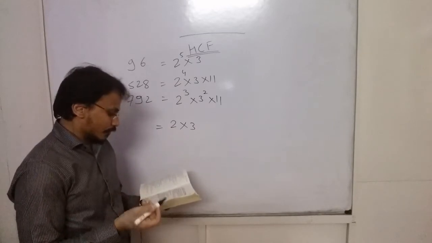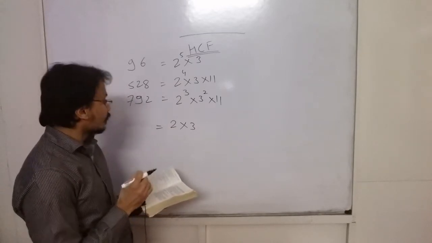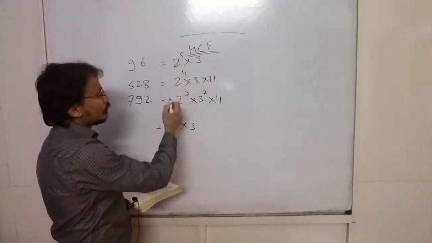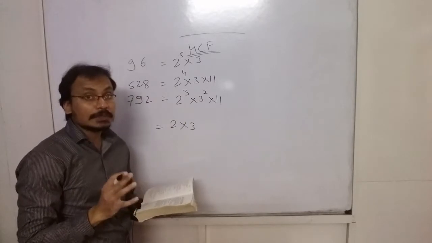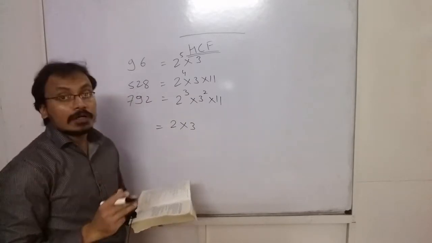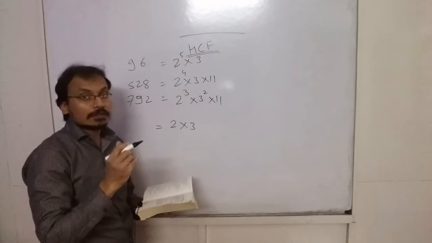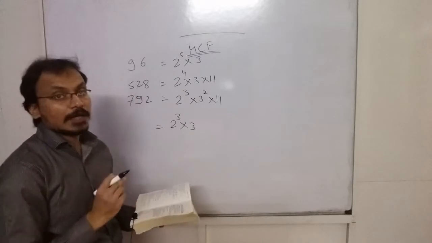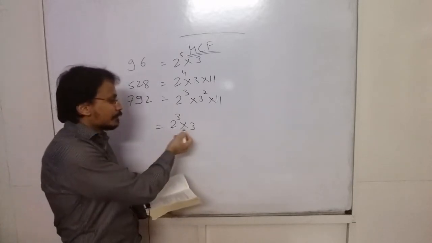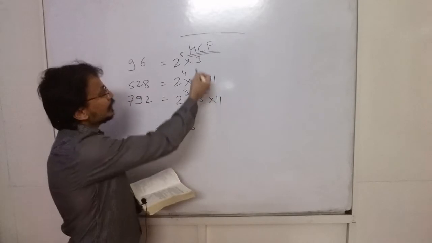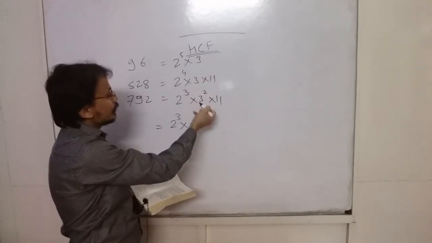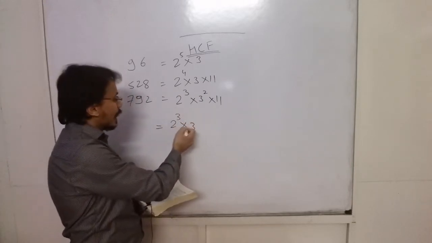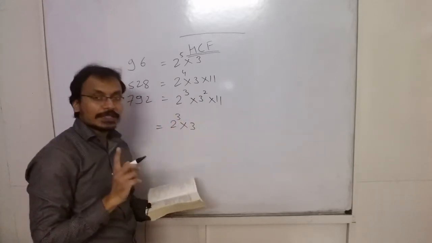And now we will be taking the product of the least powers. See, 2 raised to the power 5, 2 raised to the power 4 and 2 cube. Out of these three powers of 2, the least power is 2 raised to the power 3, or 2 cube. So we will be taking the smallest power. Similarly in the case of 3, there is a single 3 and 3 raised to the power 2, which means 3 square. So I will be taking only the single 3.